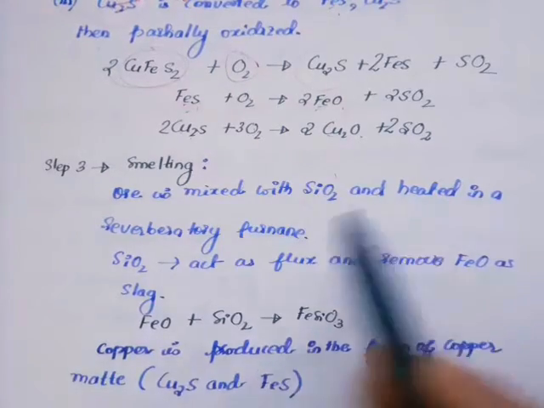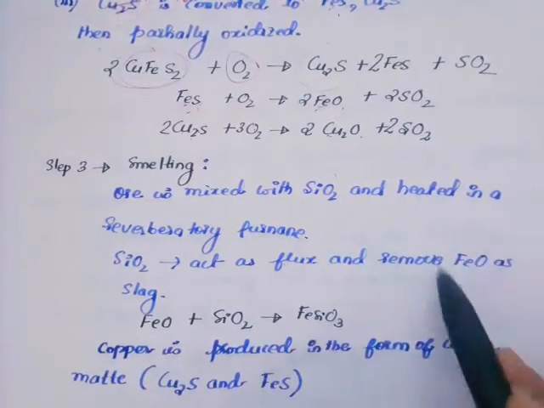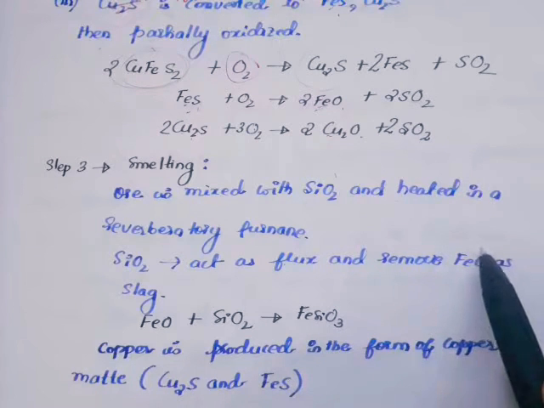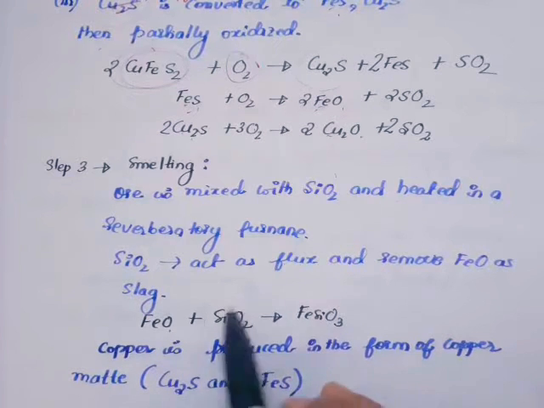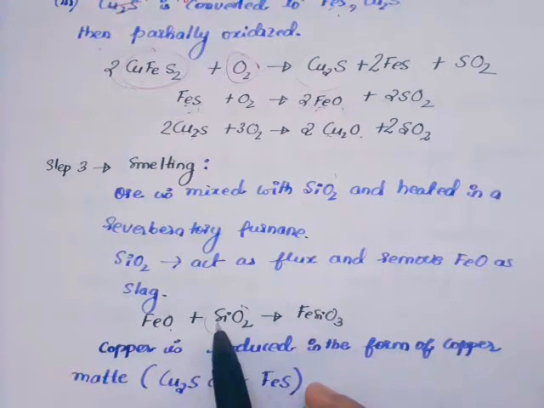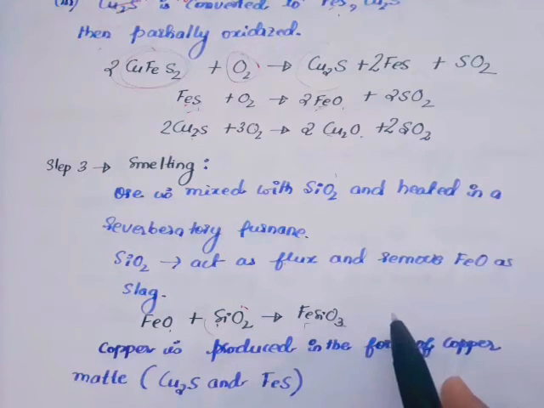Now after roasting, this ore is mixed with silica and heated in a reverberatory furnace. Now why silica? Silica will act as a flux and will remove impurities like ferrous oxide as slag. So ferrous oxide is a gangue, and silica acts as an acidic flux, so it will give a slag, right, which can easily be removed.